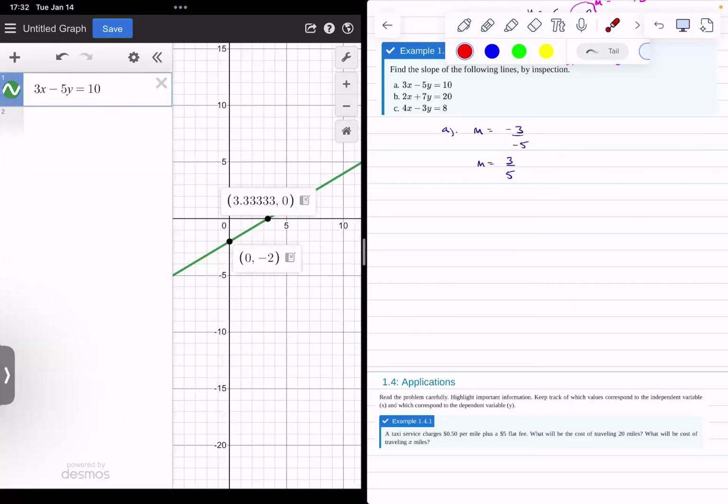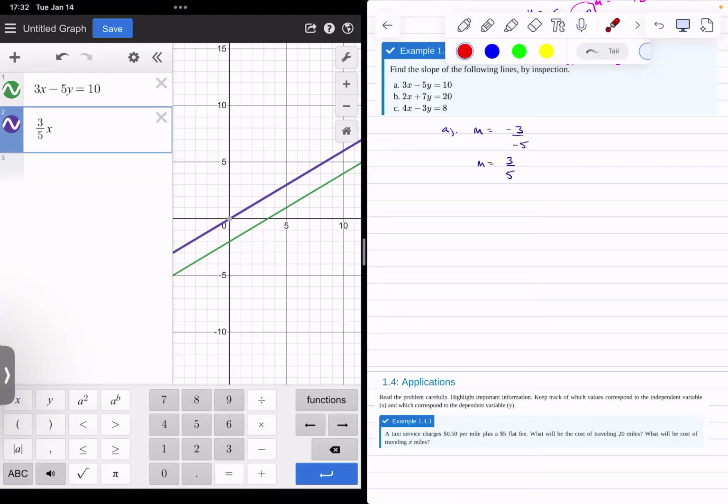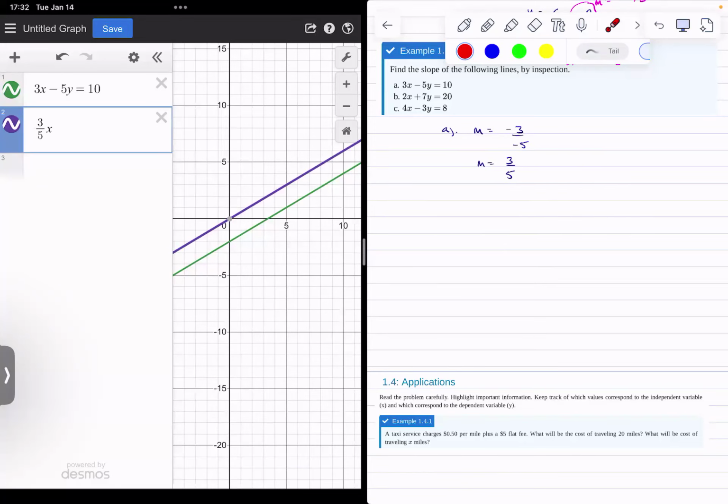We've got a tricky slope. What could I do? I could make up a line 3 over 5 times x with a y-intercept of 0. Doesn't matter, right? I can move this line, but as long as it has the same slope, that's a good place to start. So we found the right slope because those two lines look parallel. They have the same slope if they're parallel. Okay, nice.